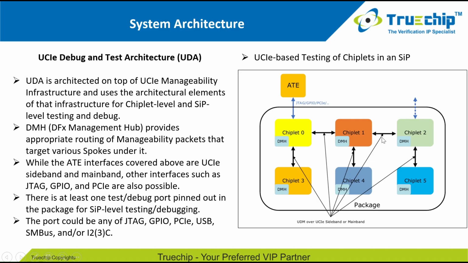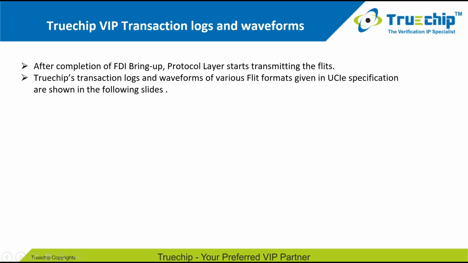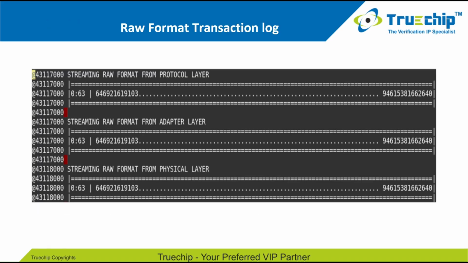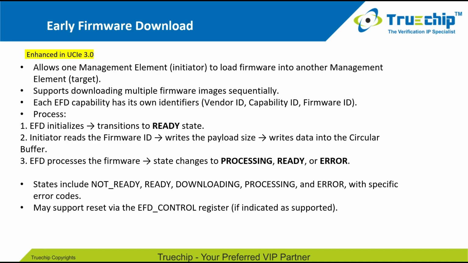Now moving to the early firmware download. This is another major new optional feature. It allows one management entity to load firmware into another. This process can be used to download a firmware image into a circular buffer. As shown in the state diagram, you can see here, allowing a chiplet to initialize before the main link is active. You can see in this diagram.